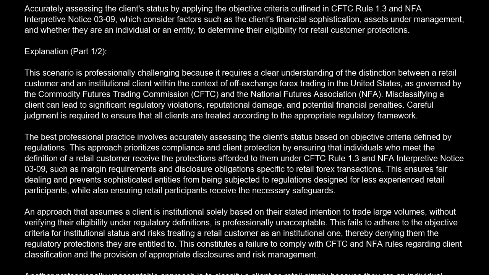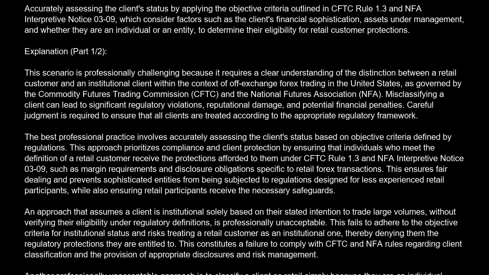The best professional practice involves accurately assessing the client's status based on objective criteria defined by regulations. This approach prioritizes compliance and client protection by ensuring that individuals who meet the definition of a retail customer receive the protections afforded to them under CFTC Rule 1.3 and NFA Interpretive Notice 03-09, such as margin requirements and disclosure obligations specific to retail Forex transactions. This ensures fair dealing and prevents sophisticated entities from being subjected to regulations designed for less experienced retail participants, while also ensuring retail participants receive the necessary safeguards.